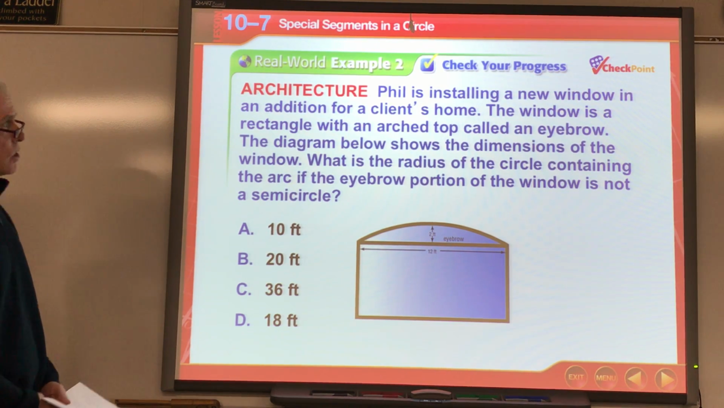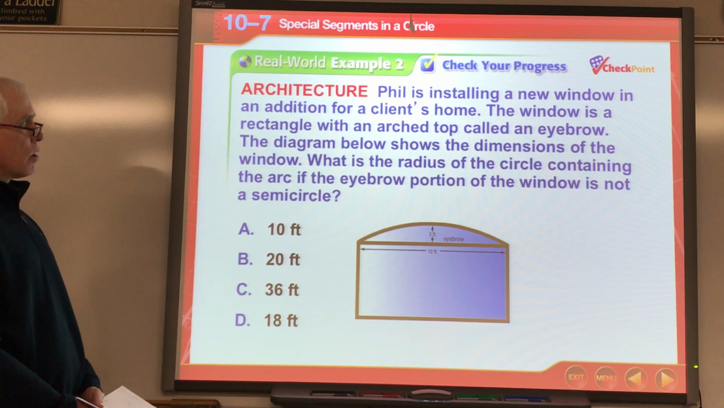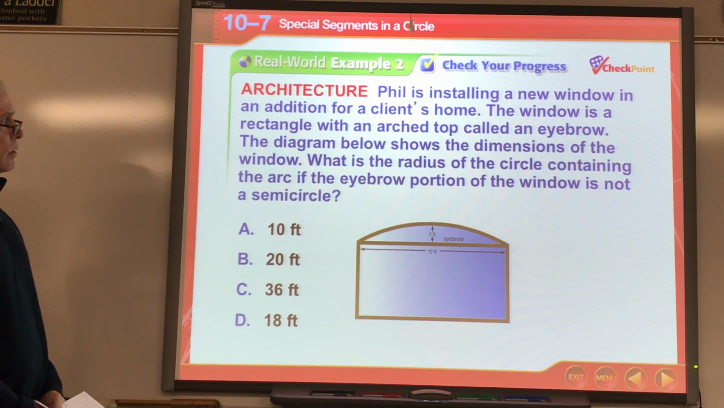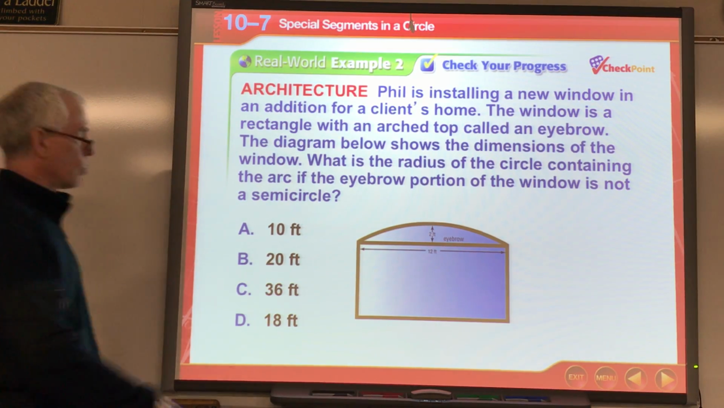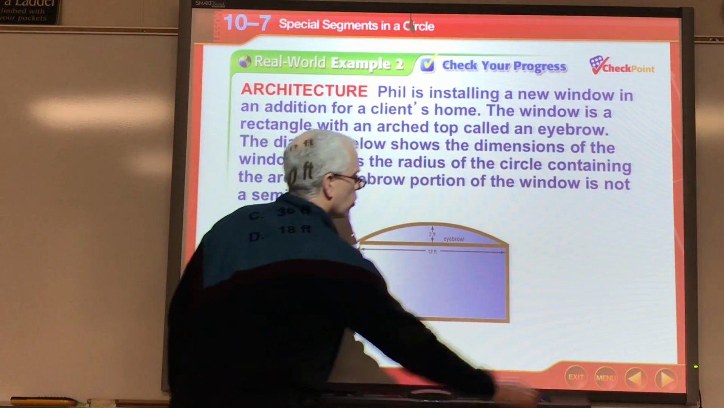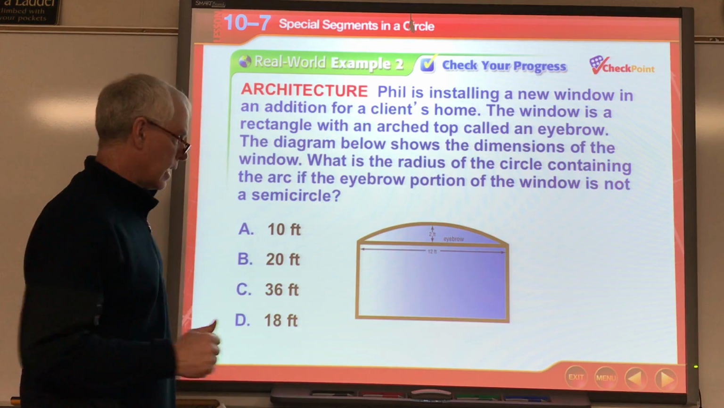All right, Phil is installing a new window in an addition for a client's home. The window is a rectangle with an arched top called an eyebrow. The diagram below shows the dimensions of the window. What is the radius of the circle containing the arc of the eyebrow? So if I continued this circle around, what would be the radius of that?